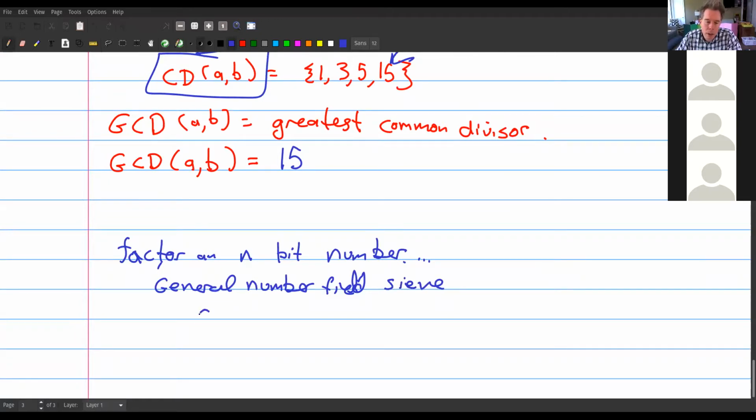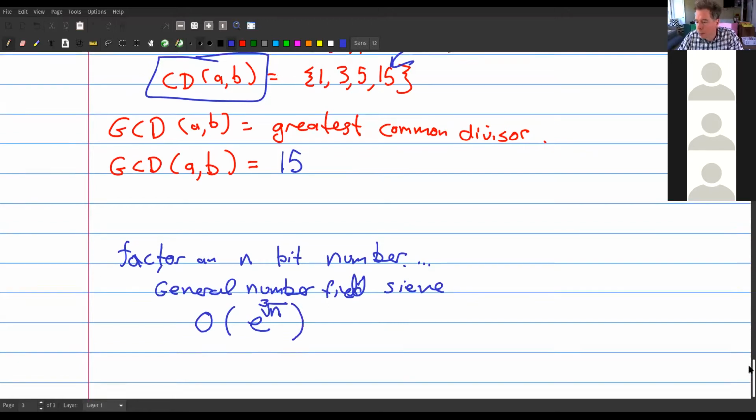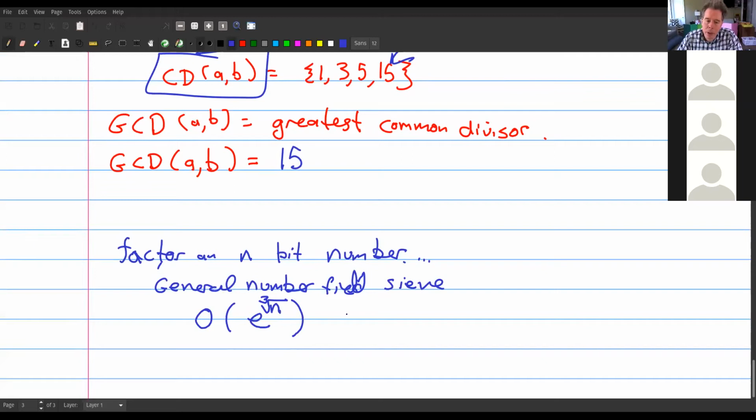It can do this in time that's proportional to e to the cube root of n. This is not exactly right. There's also a logarithmic term in the exponent that I'm ignoring that isn't very significant. So this is kind of interesting because it's not exponential time, because of the cube root. So it's faster than exponential time, but it's also slower than polynomial time.